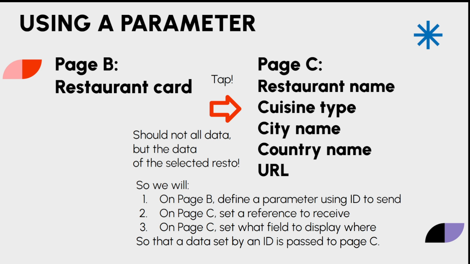Instead, we'll use the unique document ID as our single messenger. Why? Because that one ID is linked to all the information for that specific restaurant in the database row. Its restaurant name, cuisine type, city, country, image URL, website URL, everything. So by sending just the ID, page C can then look up the entire record and access all the information it needs. I hope that explanation makes sense. So let's actually implement this now.